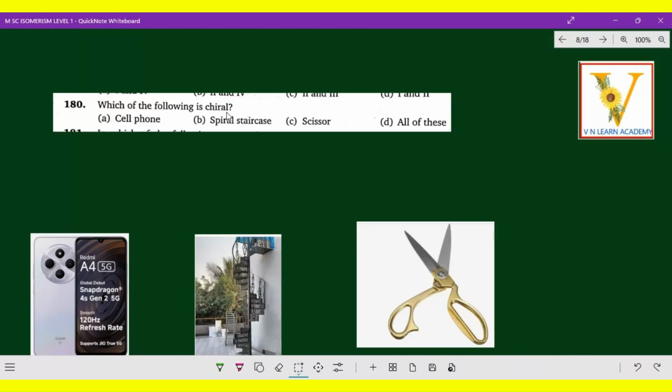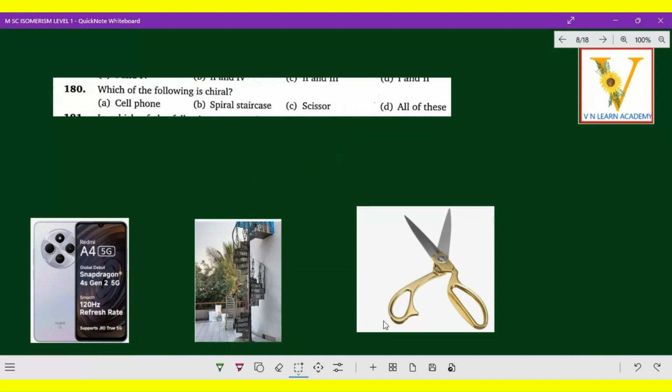Which of the following is chiral? Cell phone, spiral staircase, scissors, or all of these. One pair of scissors. I just brought a picture for you to understand. Here, cell phone, how is it possible for it to be chiral? See, chiral means four different groups or atoms attached to that carbon. That is called chiral. So in that way, here A, B, C and D, E: four different groups or atoms attached to that carbon.